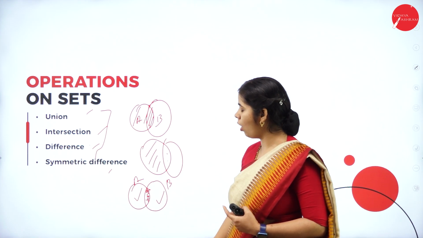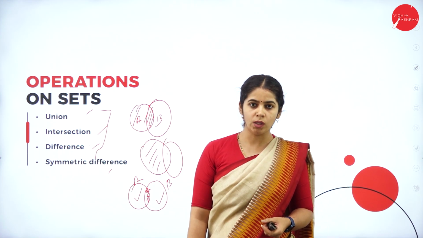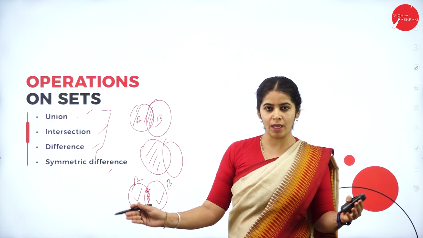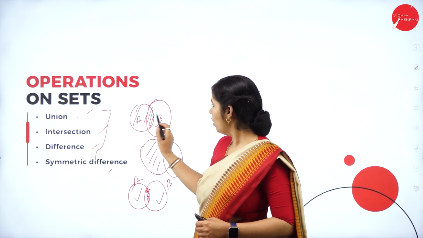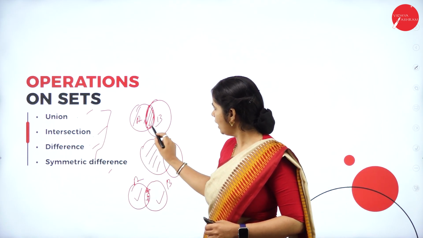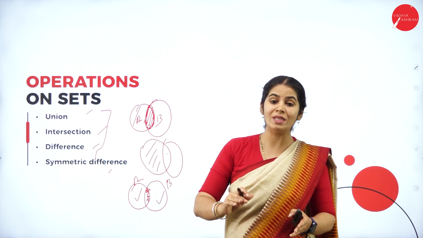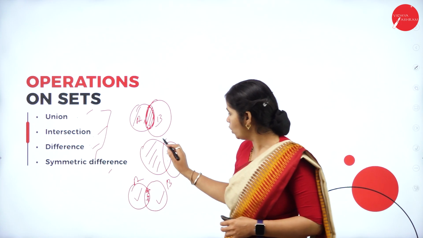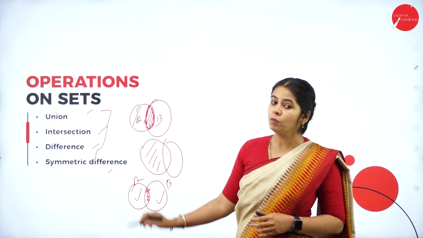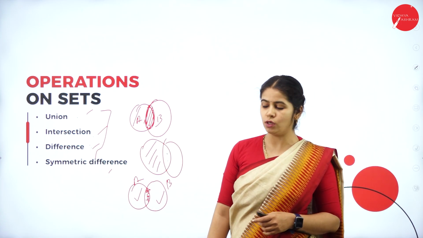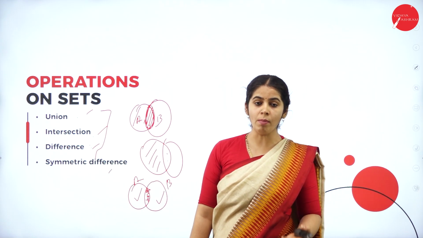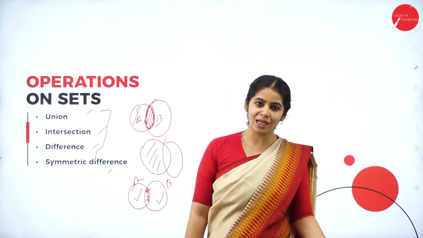So these are all the operations we have on sets. Union is combining two sets and forming a larger set. Intersection is displaying only the elements which are common between the two sets. Difference is displaying the elements which are not common between the two sets. And symmetric difference is displaying the elements that are not common but are present in either set A or set B.